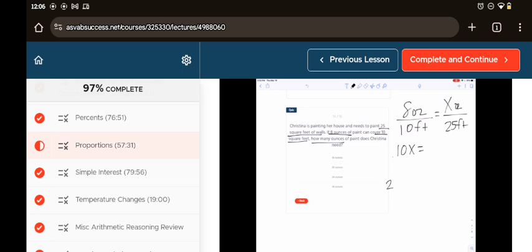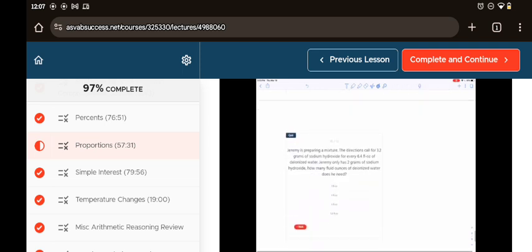And 25 times 8, 8 times 5 is 40, carry the 4. 8 times 2 is 16 plus 4 is 20. So 10x equals 200. I divide by 10 on each side. Look at that, I can eliminate a 0. X equals 20. She needs 20 ounces of paint. Awesome. All right, let's look at the last question for this quiz.